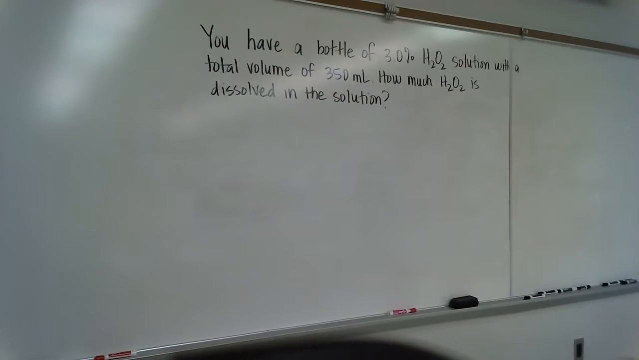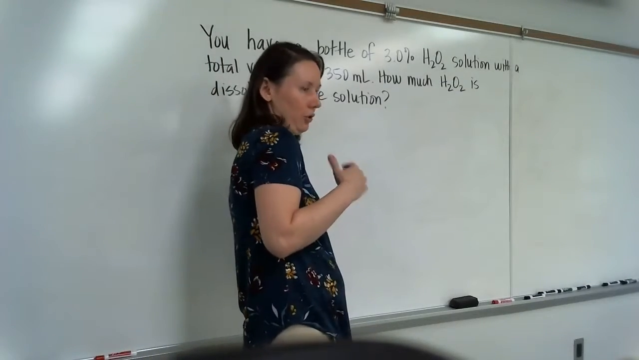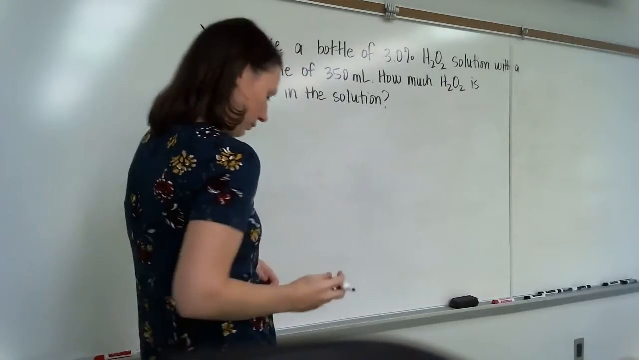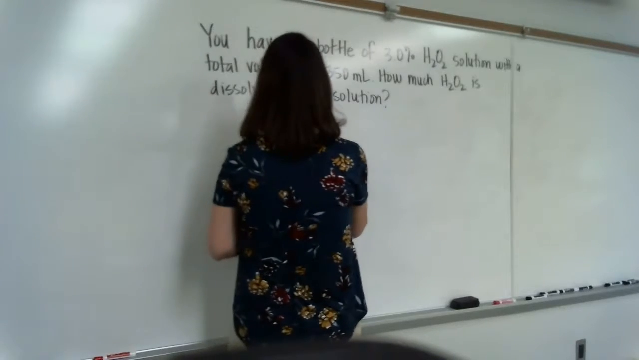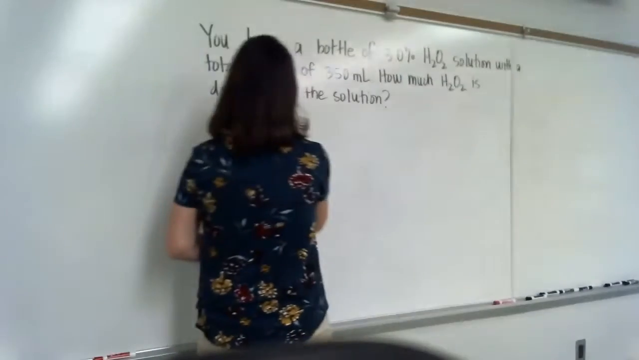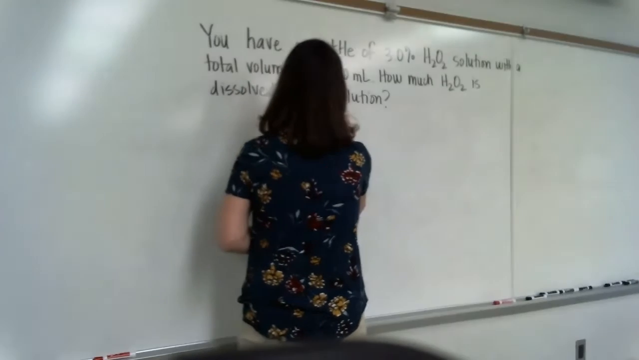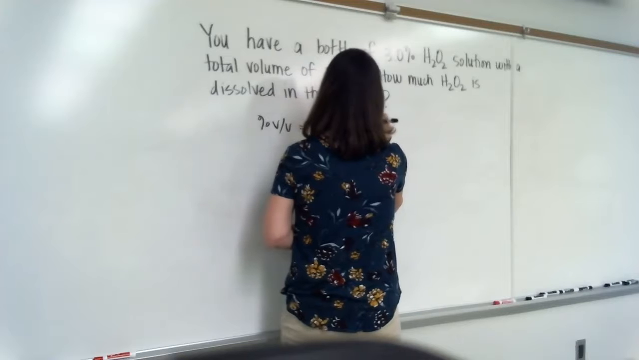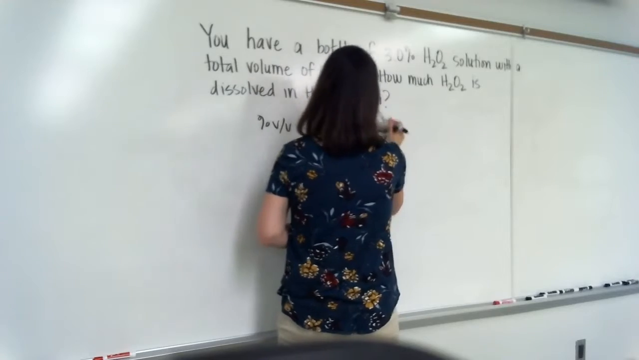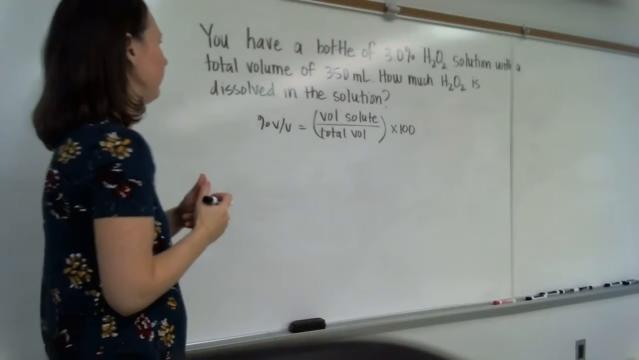I'll pause the recording. Okay, so this time we're figuring out how much solute is in the solution, all right? We're not solving for the concentration. We already know that. We're solving for the amount of solute. So we're just using our formula. If percent by mass, oh, this is percent by volume, though, isn't it? Because it says the volume. If percent by volume is the volume of solute over the total volume times 100, we can just plug our numbers in and solve for x, right?